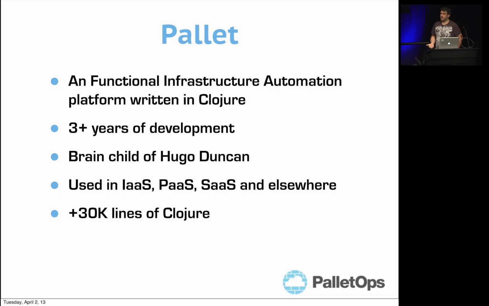So Palette is a functional infrastructure automation platform. It's written in Clojure. We've been developing it for more than 3 years. It's the brainchild of Hugo Duncan. He will be giving a talk later on, not on Palette. And it's used for building all kinds of services, from small services to large services, small clusters to big clusters. And it's a large project, upwards of 30K lines of Clojure.